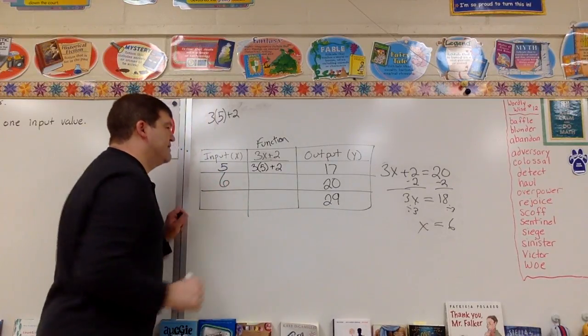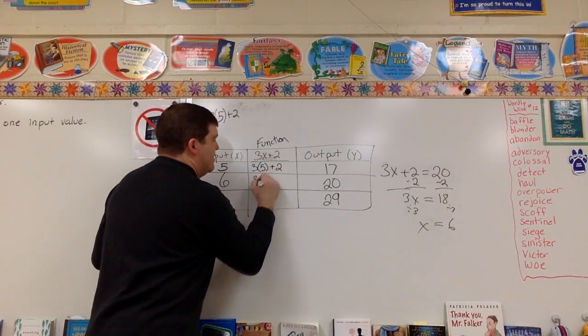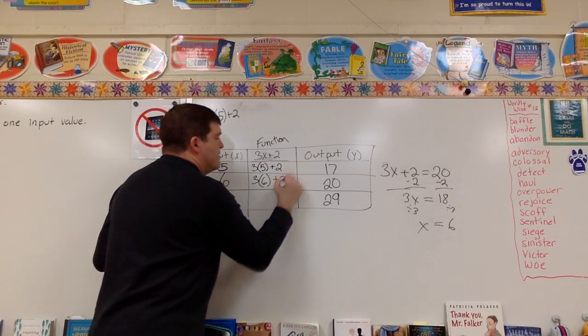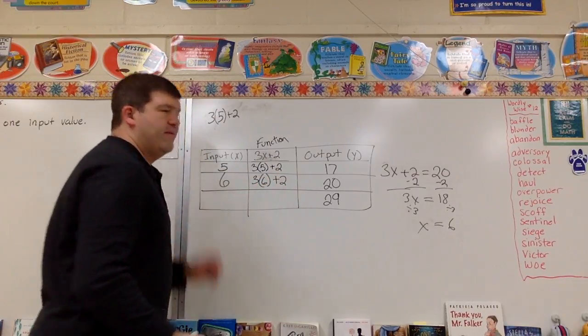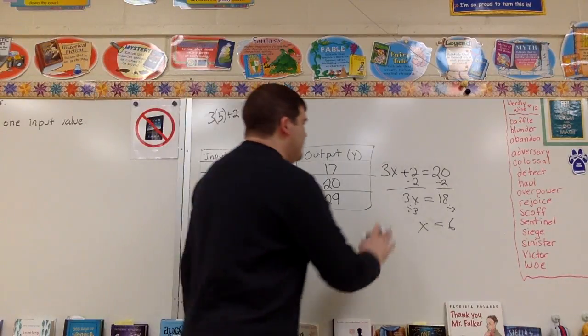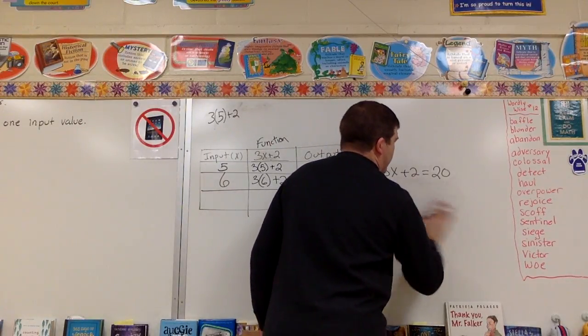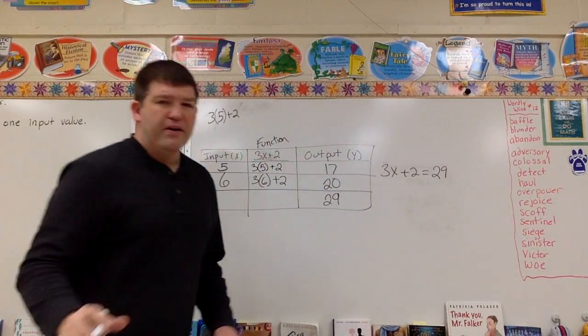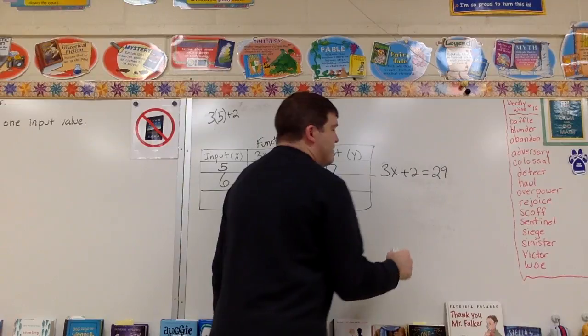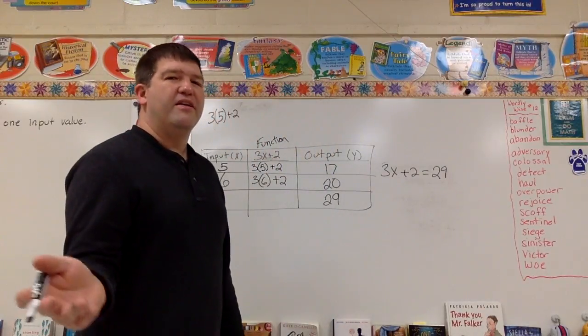Let's try it. Put 6 here. 3 times 6 plus 2. 3 times 6 is 18. 18 plus 2 is 20. All right, cool. Let's do one more. This time the output is 29. Same function, new output. So with a new output, I need a new input.